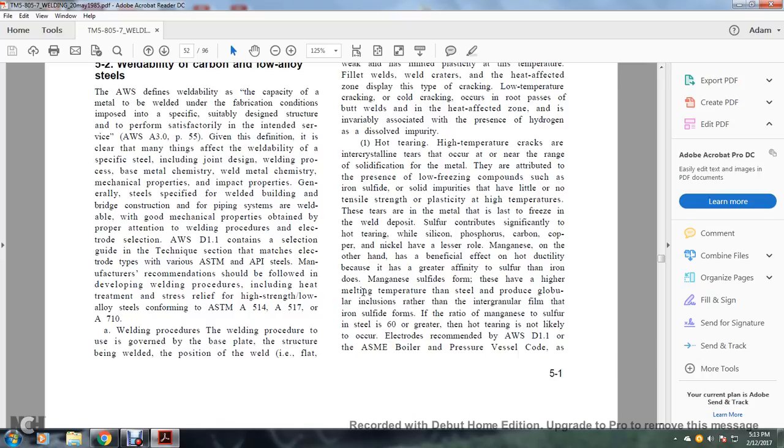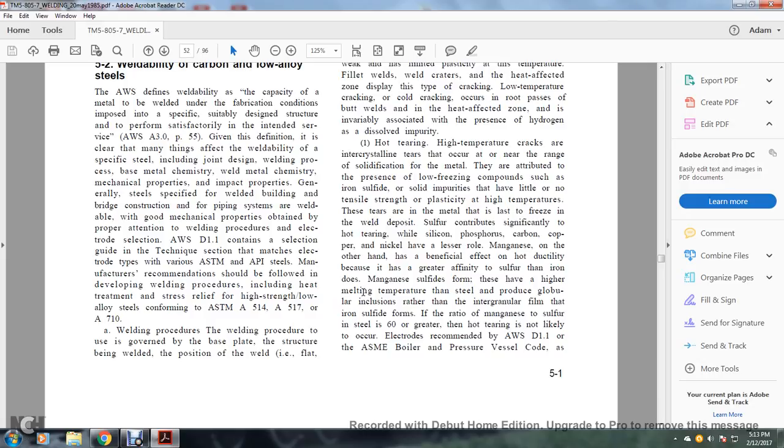Hot tearing: high temperature cracks in crystalline structures that occur near the end of the solidification range of the metal, attributed to residues with low freezing compounds such as iron sulfide, with solid impurities that have little or no tensile strength or plasticity at high temperature. These tears are in the metal that is the last to freeze in the weld deposit. Sulfur contributes significantly to hot tearing, while silicon, phosphorus, carbon, copper and nickel have less of a role.